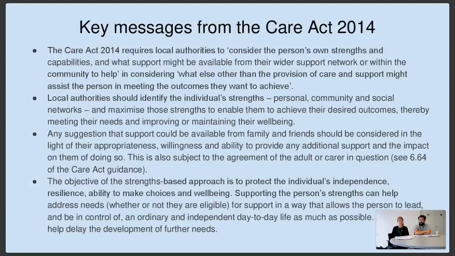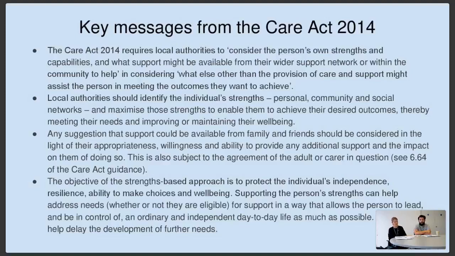So local authorities should identify the individual's strengths, personal, community and social networks, and maximise these strengths to enable them to achieve their desired outcomes, thereby meeting their needs and improving or maintaining their well-being. As we all know, well-being is paramount in the Care Act. So again, it's looking at the person's personal, community and social networks, what's important to them, what strengths they have, and what outcomes they want to achieve.